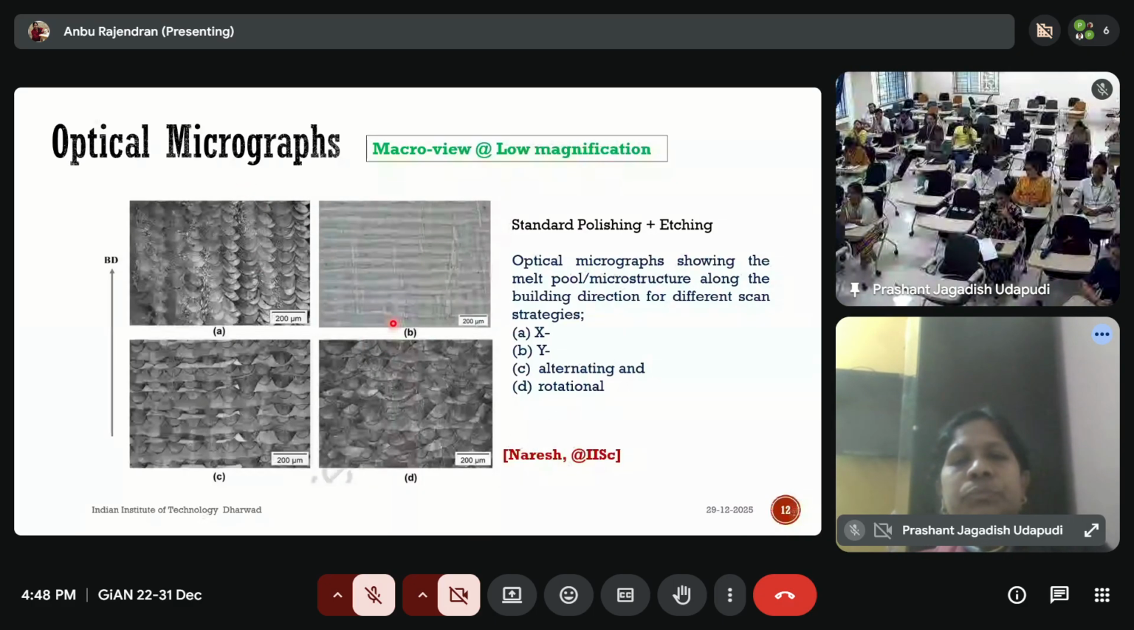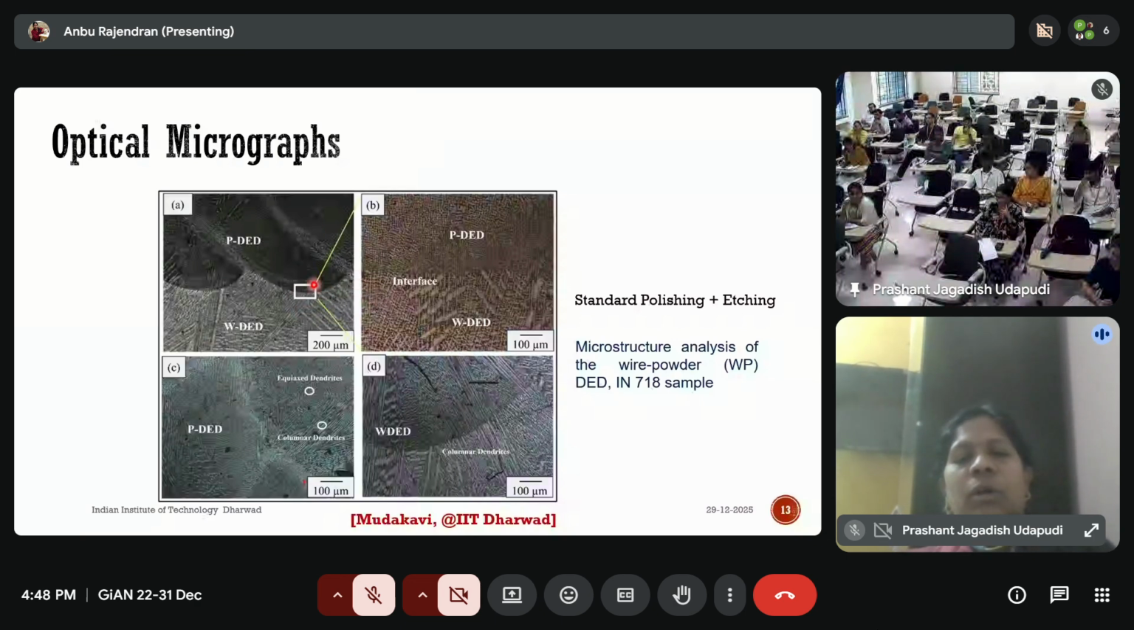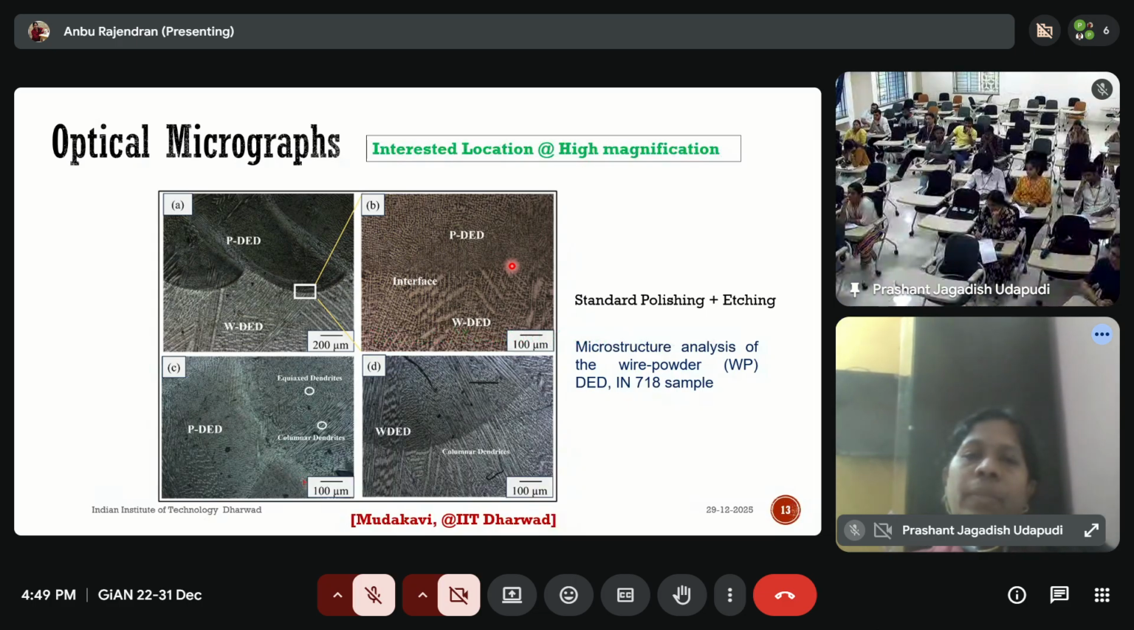Okay, so yeah, this is a little higher magnification at the interface, showing how the joint is. This is also a 3D printed component in Inconel 718. At the interface, whether the joint is good or any defect is there, you can magnify a little and look for the defects and see how the structure is present in the sample.